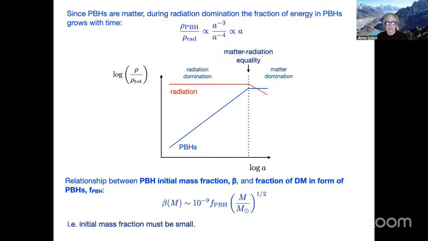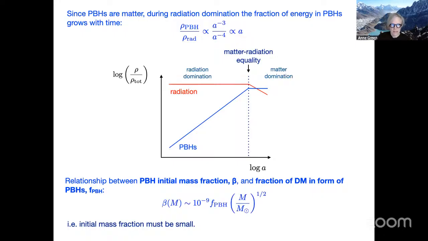We now want to link the initial abundance of primordial black holes to their abundance today. A key thing here is that because they're matter and they form during radiation domination, for a long period of time, the fraction of the energy density that's in the form of primordial black holes grows. Their energy density is diluting as the scale factor cubed, whereas radiation goes as a to the 4, so the ratio grows proportional to a.